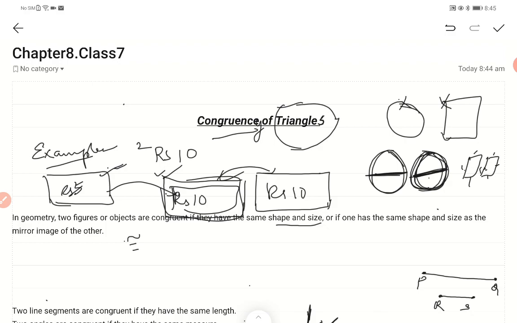In a normal mirror, where you look at your normal image, that image is congruent to yourself.